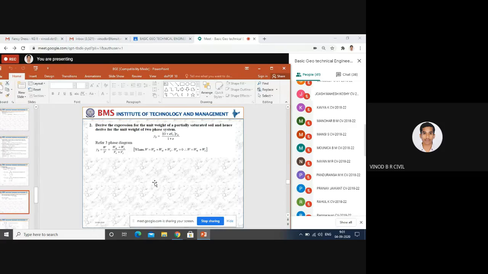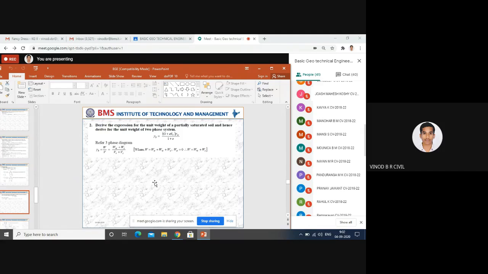Here, derive the expression for unit weight of partially saturated soil. Partially saturated soil means that it is not completely 100% saturated soil. For example, 100% saturated soil means clay soil. Partially saturated soil means the garden soil, and hence derive the unit weight of the two-phase system. We have to derive it with the help of a two-phase diagram.